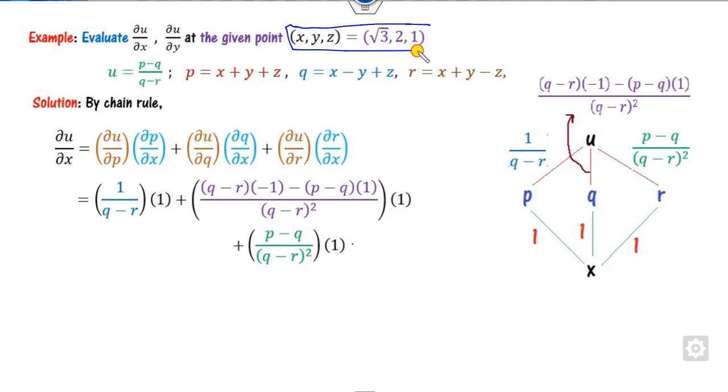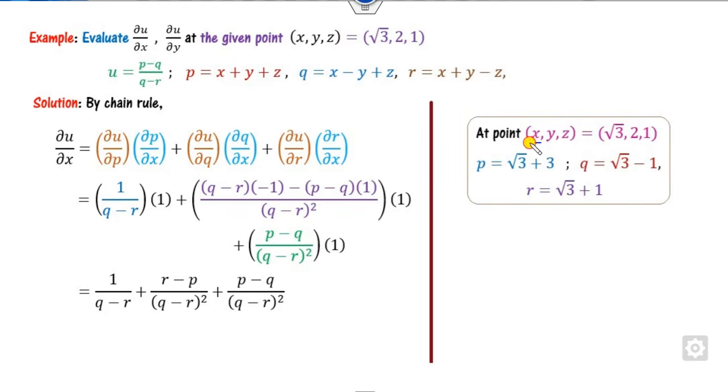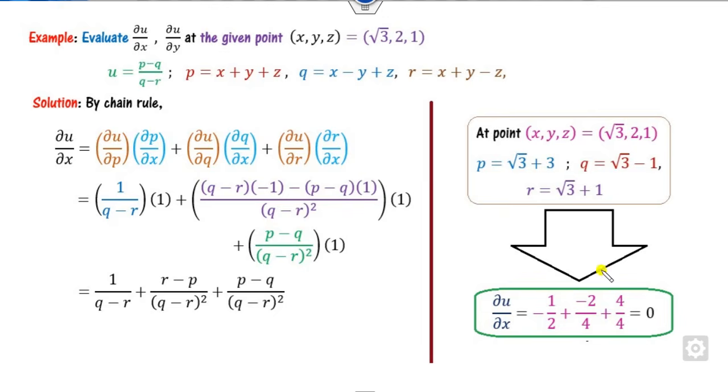Again, your target is to find this. So you can see at x, y, z, after the calculation you will get here. At the point here, you can substitute this value. What is the value of p, q, r? Substitute all these values here, and you will get the required answer as 0.